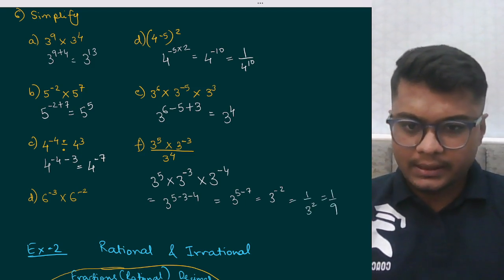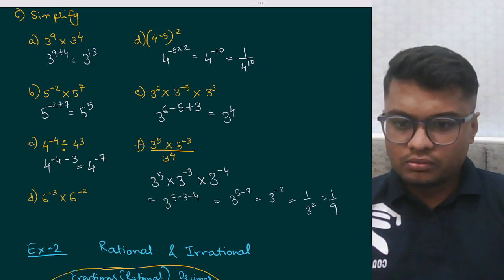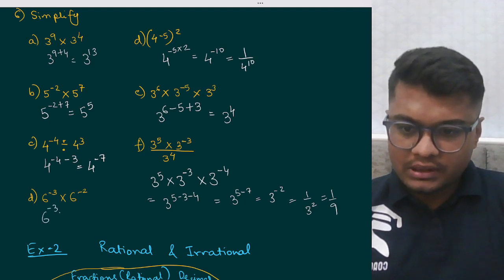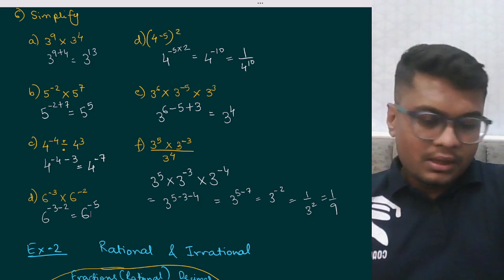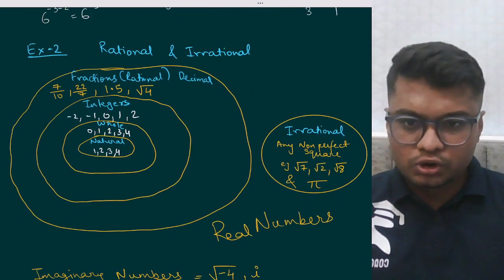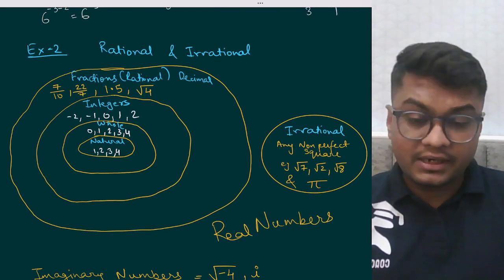Next, 6 raised to minus 3 and 6 raised to minus 2: adding the powers minus 3 and minus 2, it is equal to 6 raised to minus 5. Yes, we've completed our first topic. Now exercise 2, that is rational and irrational numbers.